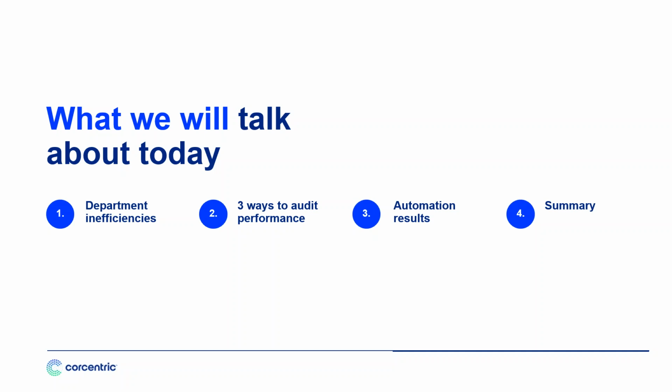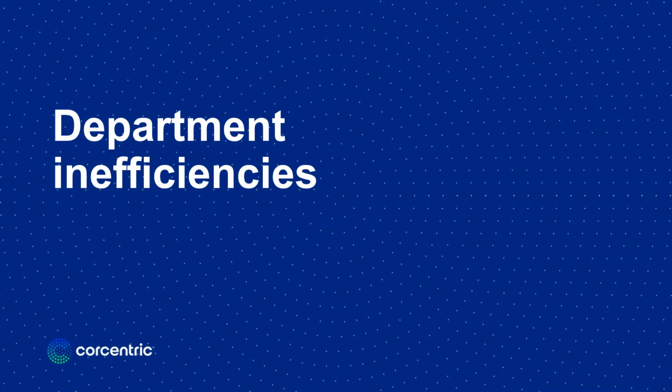So really, these are the things that we'd like to talk about today. I want to share with you a little bit about some of the department inefficiencies that we've seen over the years. I'm going to share with you some industry metrics and help you with really 3 simple ways to perform an audit on your department so that you can improve your results with some automation. And then we'll show you again a quick summary on how you can take it all the way through your organization. So the first thing we want to talk about is really looking at some potential department inefficiencies.